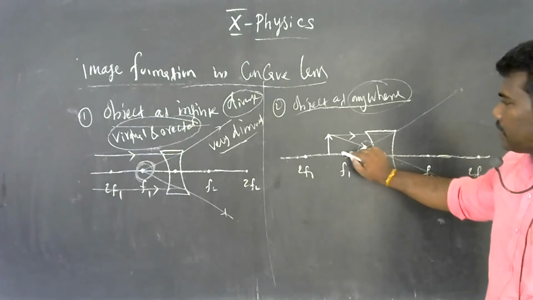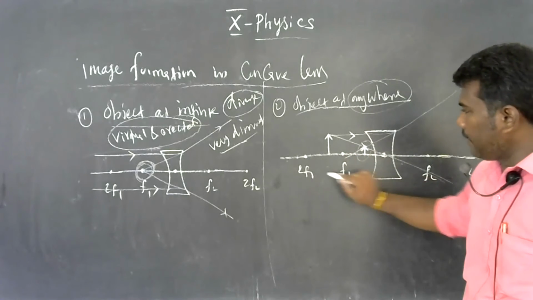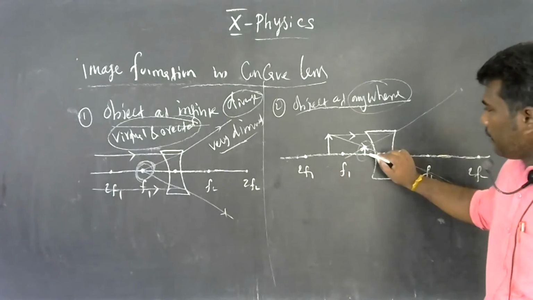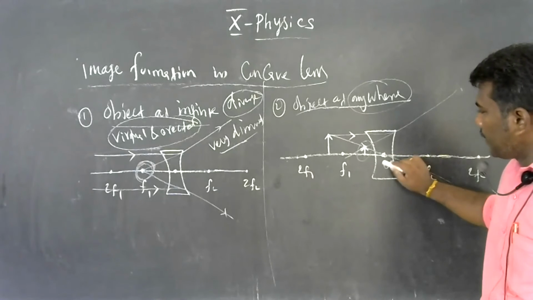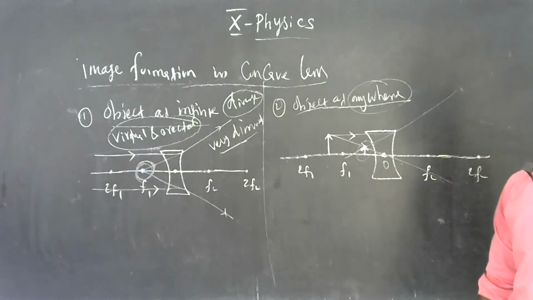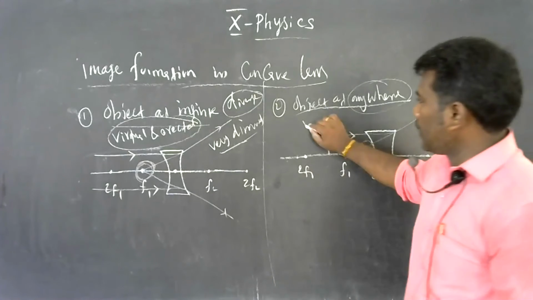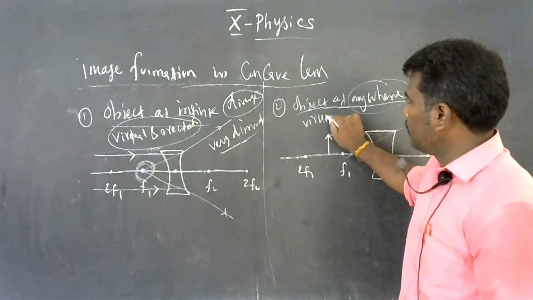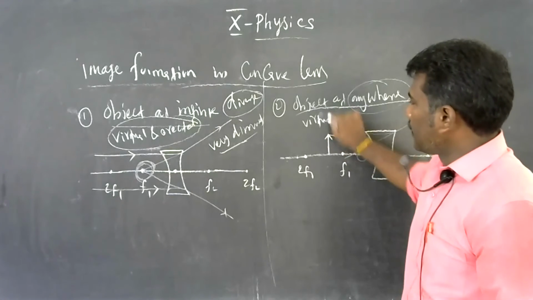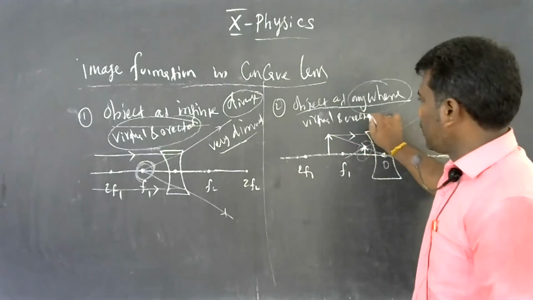Okay. So now in this case, I place the object in between F1 and 2F1. So the image will be formed in between the optical center and the point F1. And the nature of the image is diminished size, virtual and erected. It is found virtual and erected.